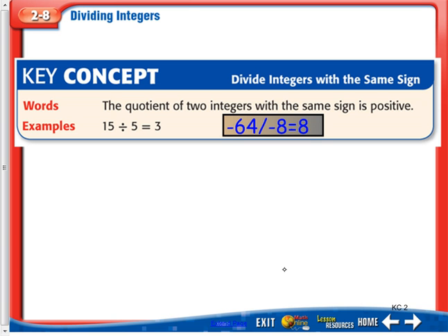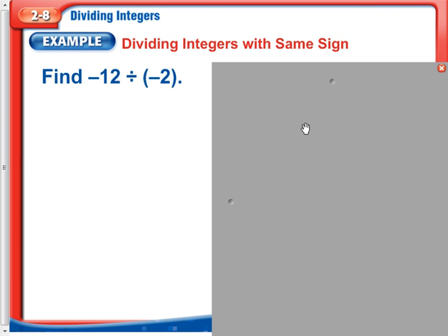Now, of course, if we divide with the same sign, our answer is going to be positive. So here we have a positive and a positive, so our answer is positive. Here we have a negative and another negative, so that's 2, so we're going to have a positive answer. So again, negative 12 divided by negative 2. That's a negative, that's 2 of them, so just do 12 divided by 2 is 6, and there's your answer.